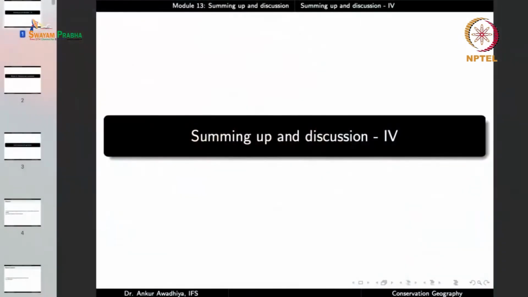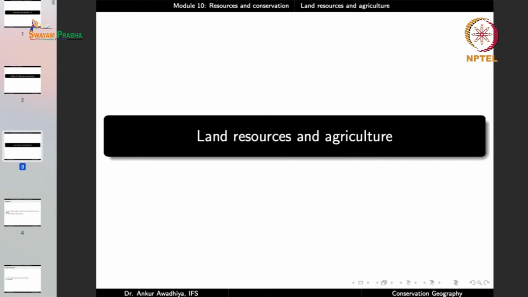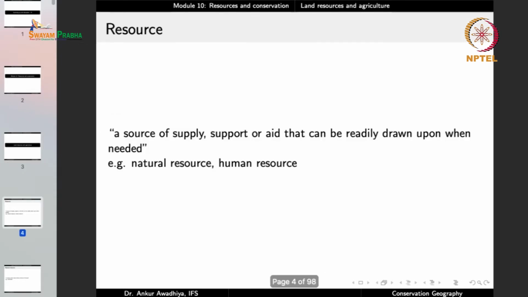Namaste. We move forward with our summing up and discussion exercise. In the 10th module, we had a look at resources and conservation. And in the first lecture there, we had a look at land resources and agriculture. And we defined resource as a source of supply, support or aid that can be readily drawn upon when needed.